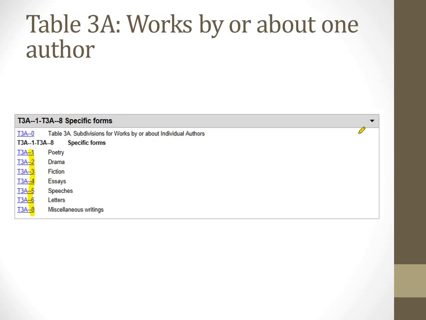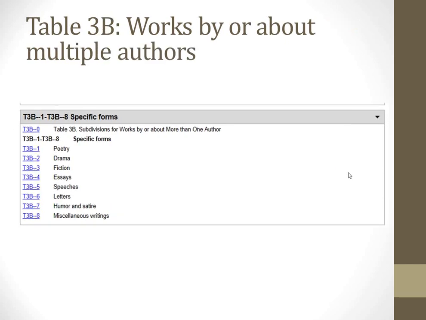I do also want to mention that there are two subtables of Table 3. 3A is for works by or about one author, and 3B is for works by or about multiple authors. The subdivisions are basically the same, but they're a little bit different, and they all reflect whatever form you're dealing with: poetry, drama, fiction, essays, and so on and so forth.